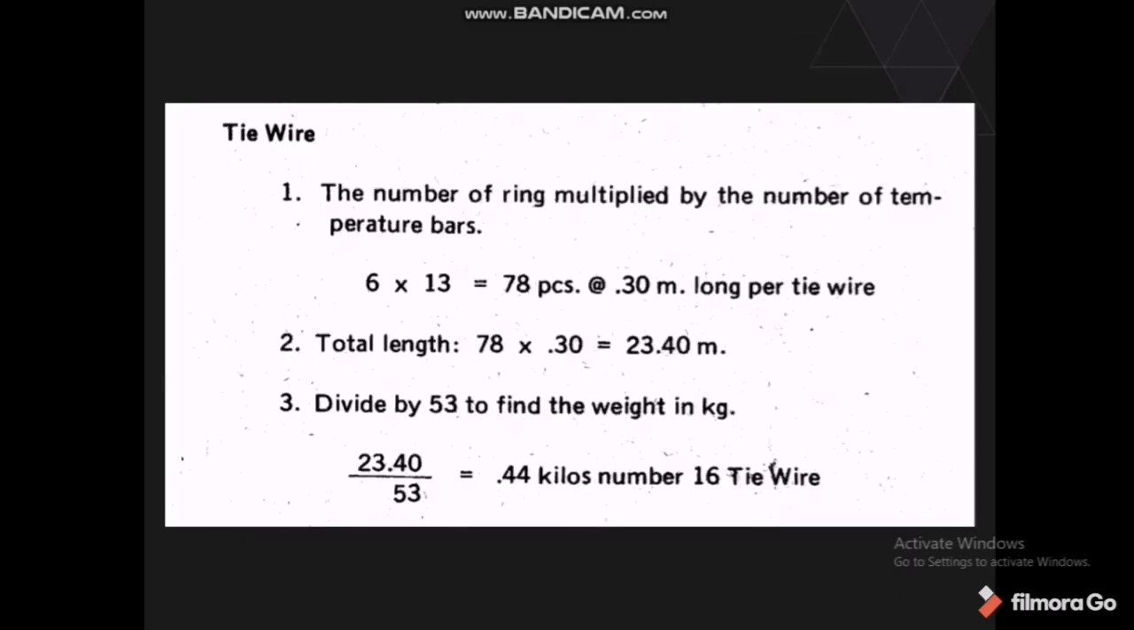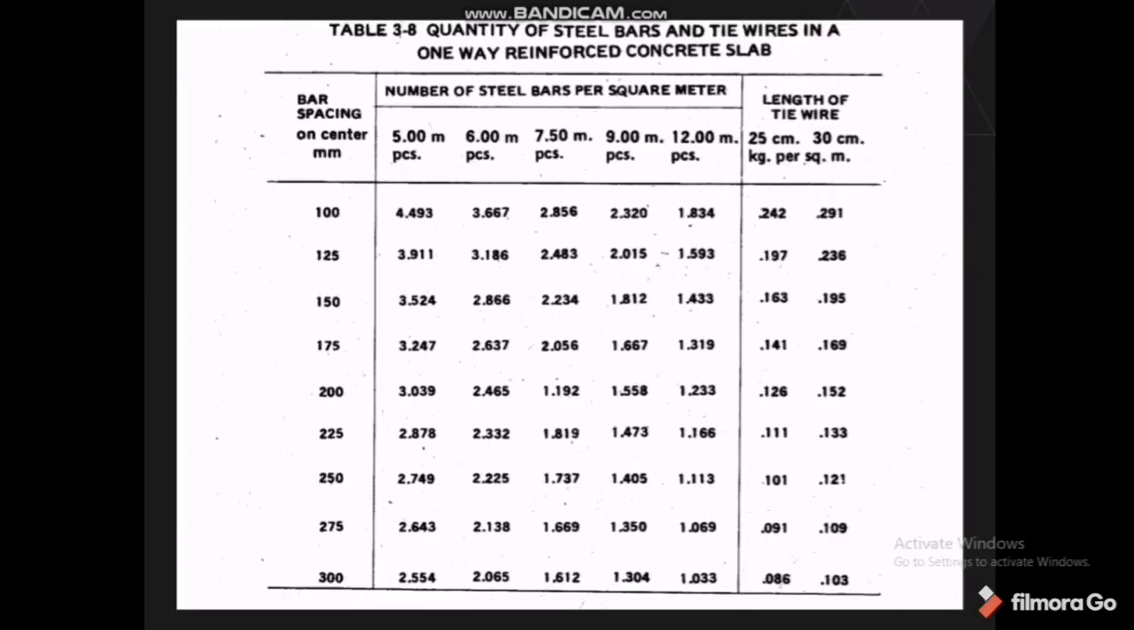For the tie wire, the number of rings multiplied by the number of temperature bars is 6 times 13 equals 78 pieces at 0.30 meter long per tie wire. Then the total length is 78 times 0.30, that is 23.40 meters. Then for the third one, divide by 53 to find the weight in kilogram. So therefore, 23.40 over 53 equals 0.44 kilos, number 16 tie wire.